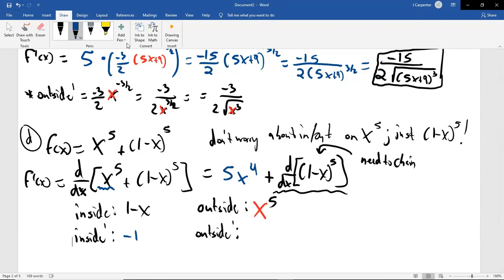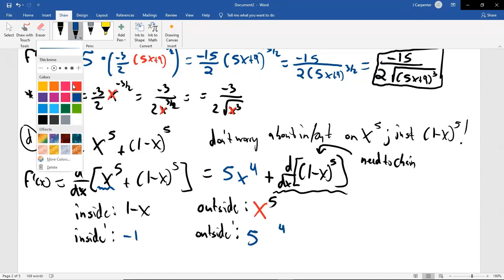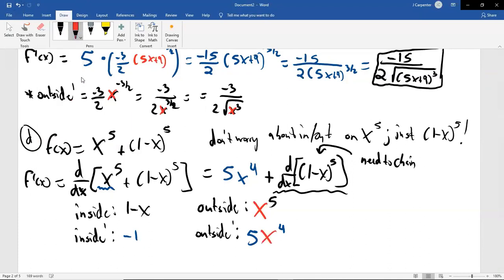For the outside part, its derivative would be 5x to the fourth. Drop the coefficient down, decrease the exponent by 1. So 5x to the fourth, but again, I'm still going to use that red x just for visual flair, saying that, hey, this is going to represent the inside function. Now we have the derivative of the inside and the outside. We can do our chain rule now.